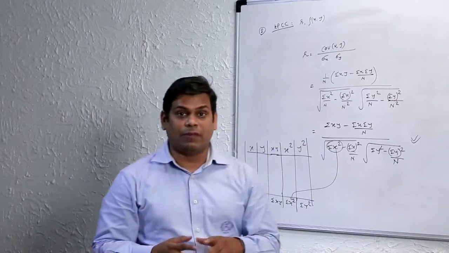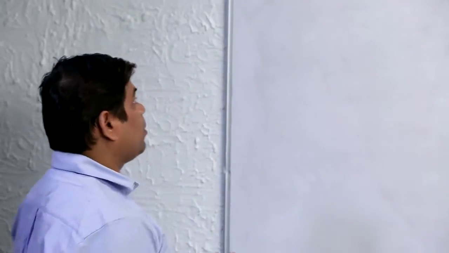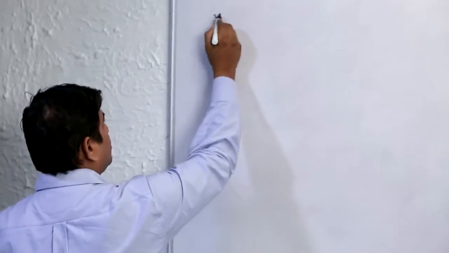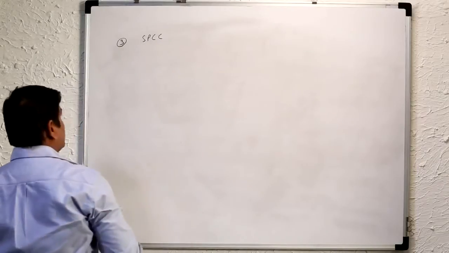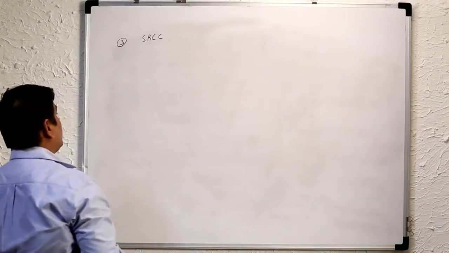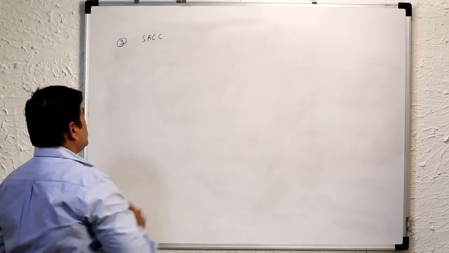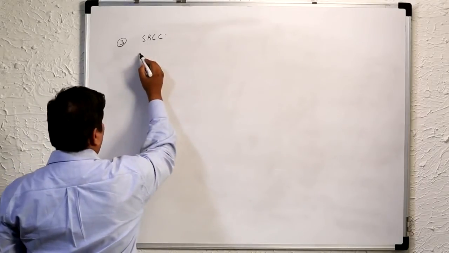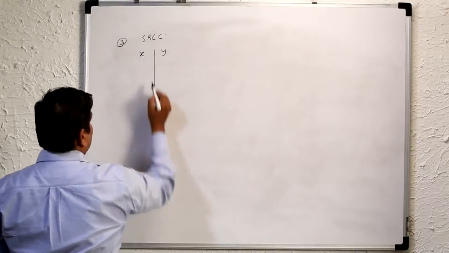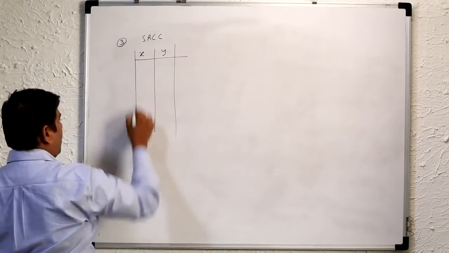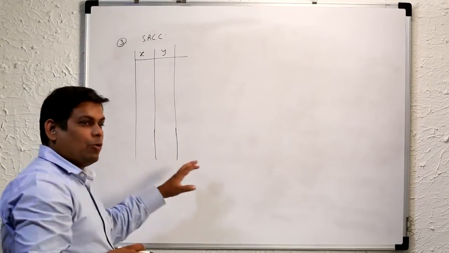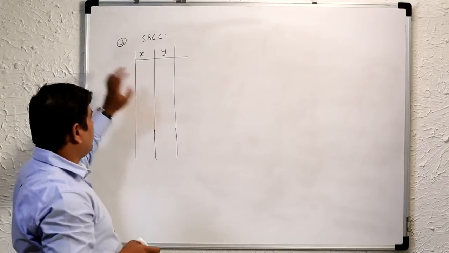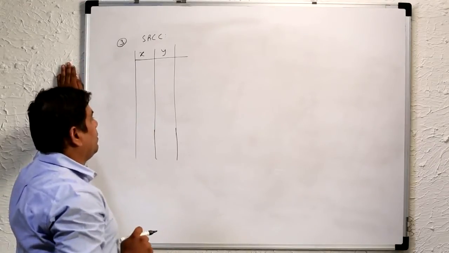Now let us see the Spearman's, where I will need to solve a few sums. So now let us study the third type, called Spearman's rank correlation coefficient, which is SRCC, Spearman's rank correlation coefficient. So what we have to do is, we will be given two data, x and y. We have to give ranks on x and y by the logic which I am going to teach you. So give rank on x and y, and then use the formula.